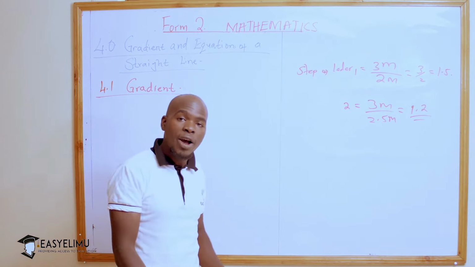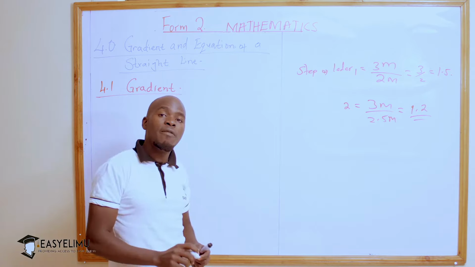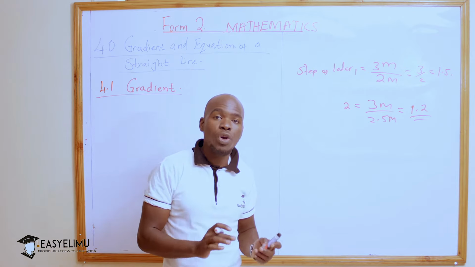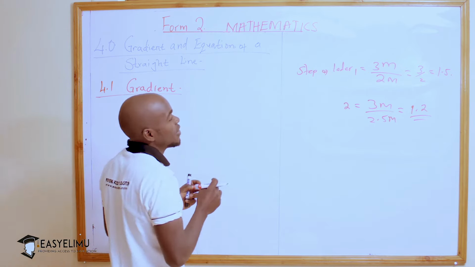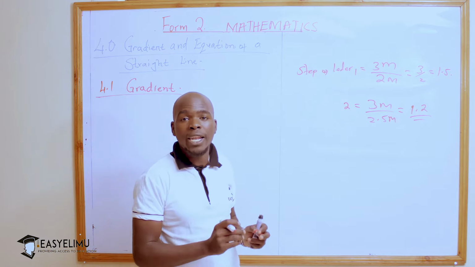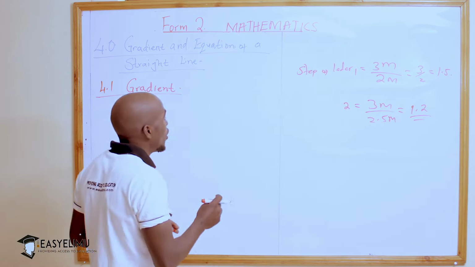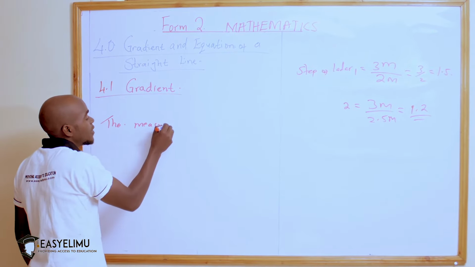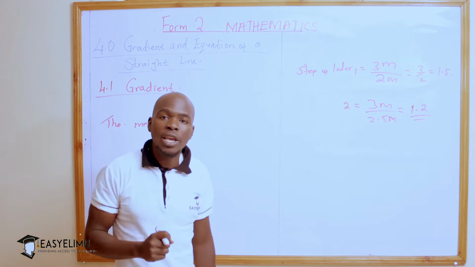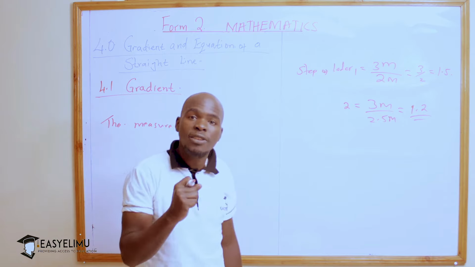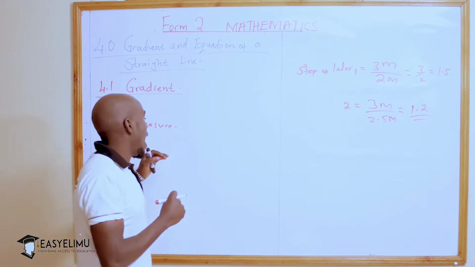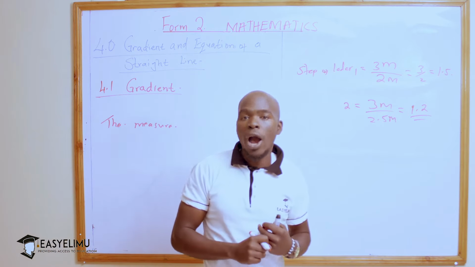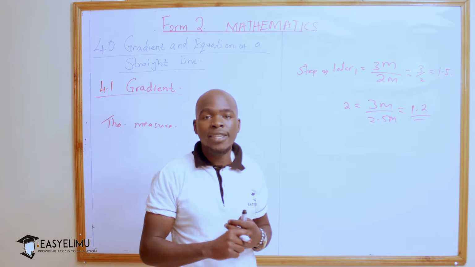In the same way we have found the steepness of the ladders, we can find the steepness of given straight lines of certain equations, and the way we evaluate the steepness is what we refer to as finding its gradient. The measure of the steepness of a given distance, with regard to its horizontal distance and its vertical height, is what we refer to as gradient.